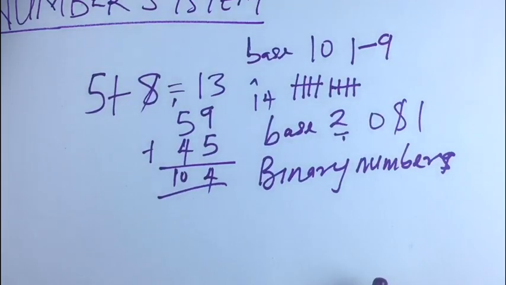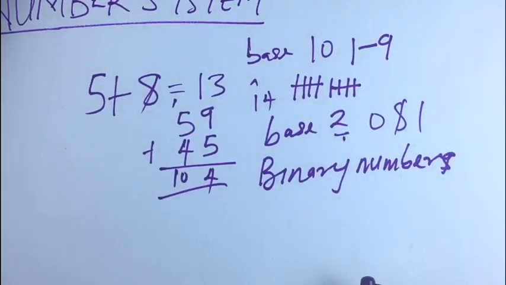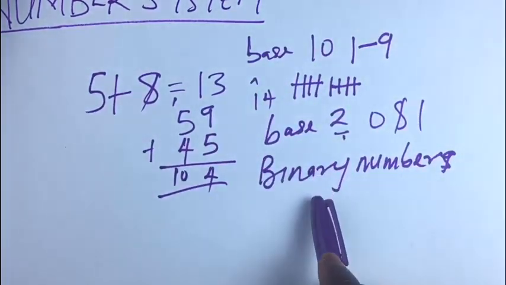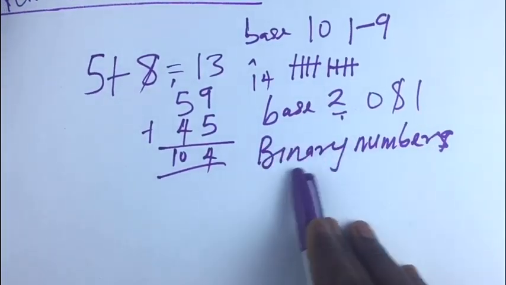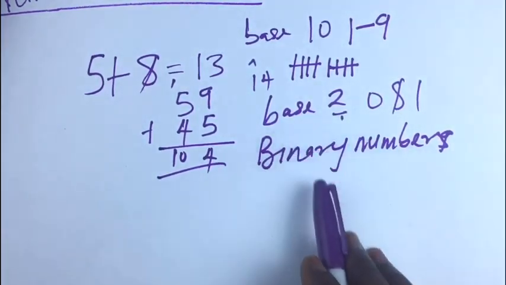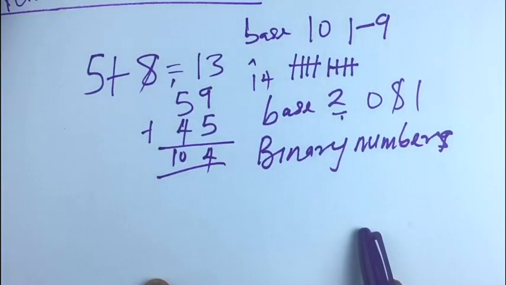Base 2. Now there is a relationship that connects these number base systems. Like if I have a number that is in base 10, this number 59 is in base 10, 45 is in base 10. So if I have a number in base 10, I can convert it to a number in base 2 or a binary number. So also if I have a number in binary form, that's base 2, I can convert it back to base 10. Alright? So this is what we'll be doing in this series of lessons.